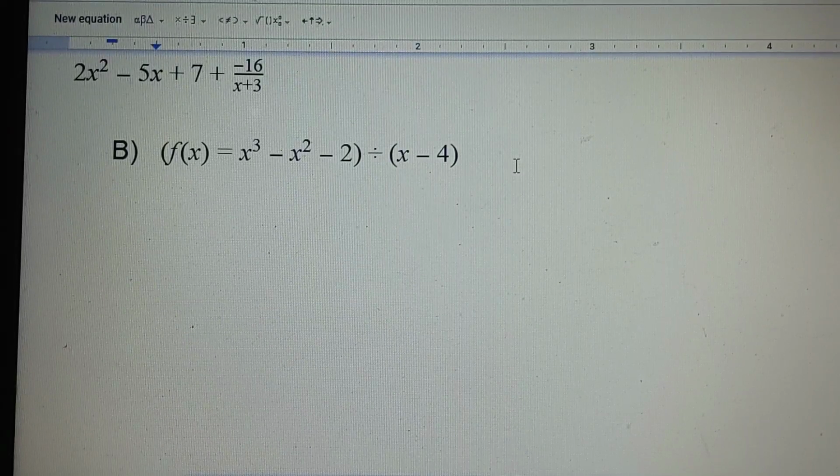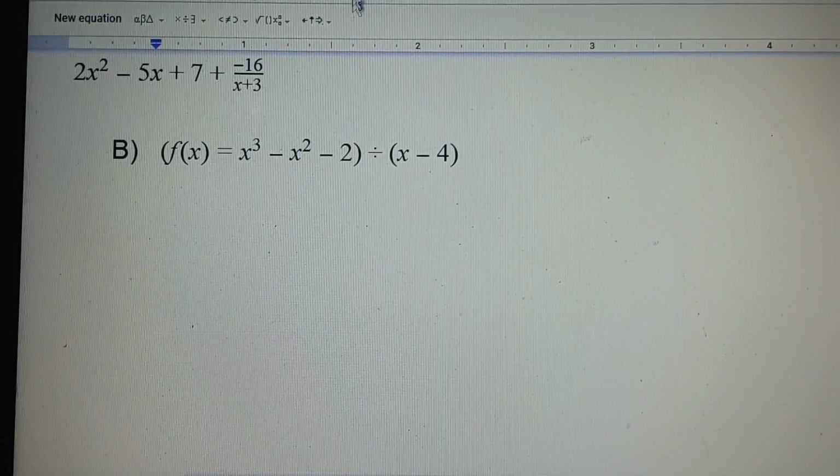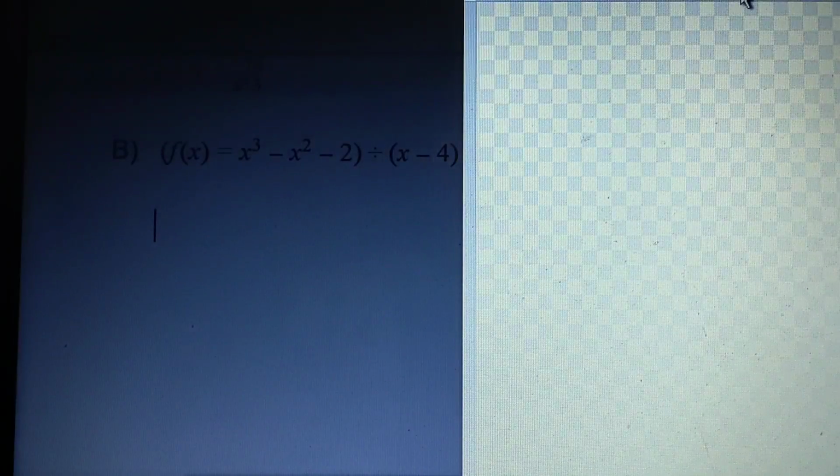Okay, we're going to go through it again. Okay, so I've got x cubed minus x squared minus 2 divided by x minus 4. Now, if you're having trouble, maybe write this problem down on a separate sheet of paper so that when you're in the drawing thing, you can actually see the problem. All right, so first thing, hit insert, hit drawing, new. Okay, now I'm going to move this over so I can see my problem.